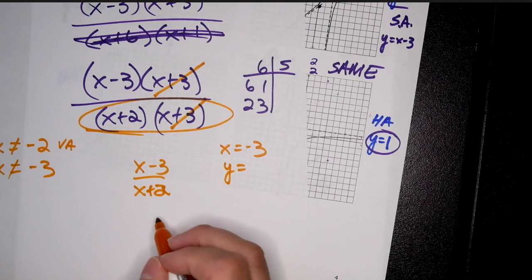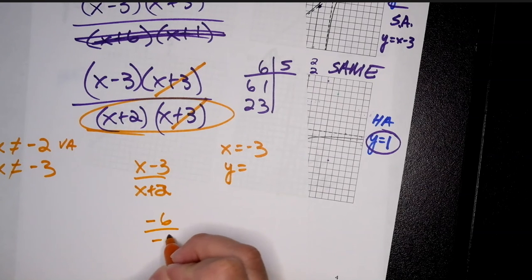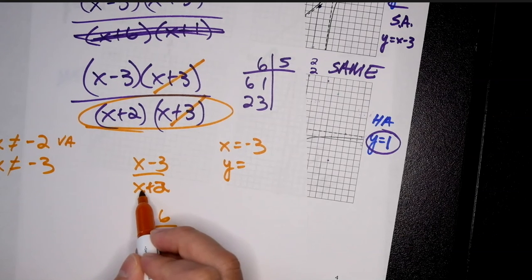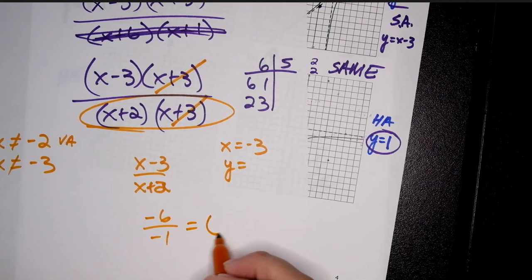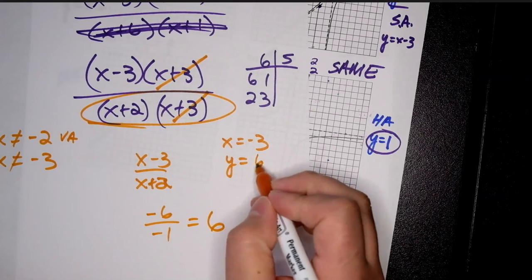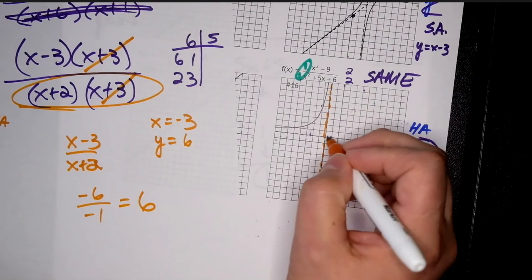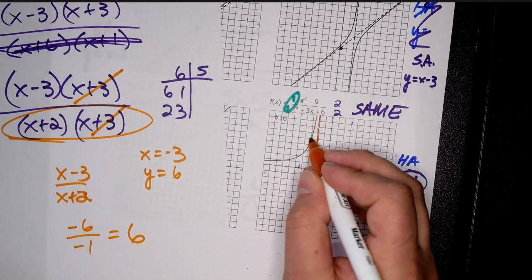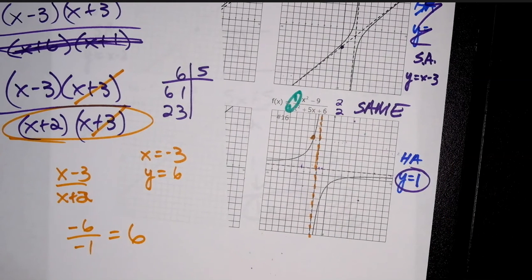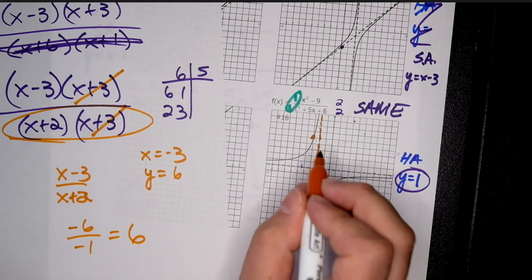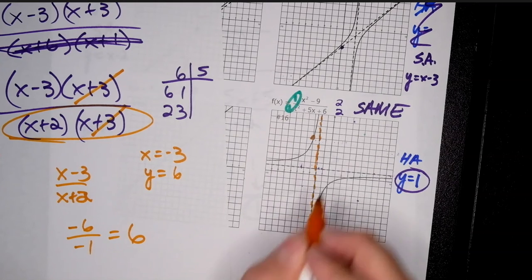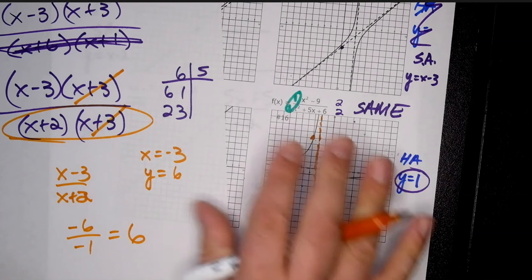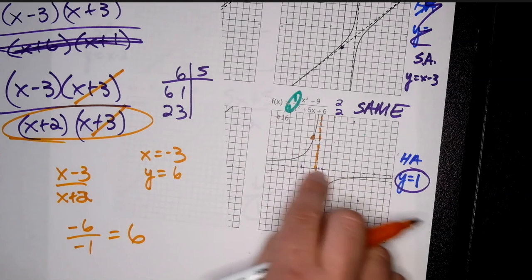So when I put in negative 3, I get negative 6 over negative 1, because negative 3 minus 3 is negative 6, and negative 3 plus 2 is negative 1. That simplifies to positive 6. So when x equals negative 3, y equals positive 6. Right here is negative 3, and right there is positive 6. That's how we found out where that is in the graph. Make sure when you're graphing these that you graph that particular point, that hole right there. Make sure you're graphing all the asymptotes, and we'll talk about graphing later, but those are solid points to bring up here.